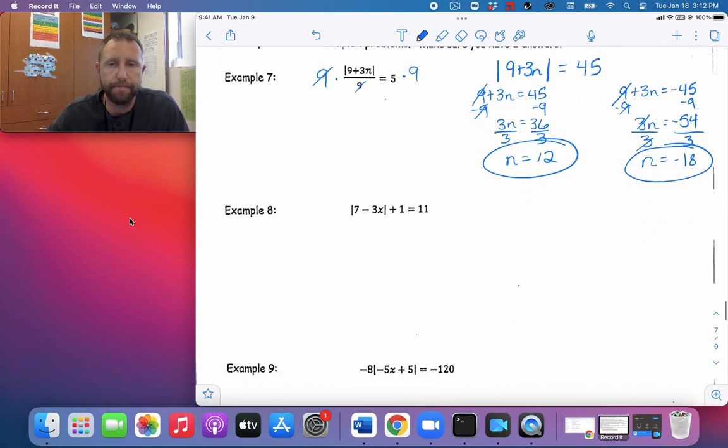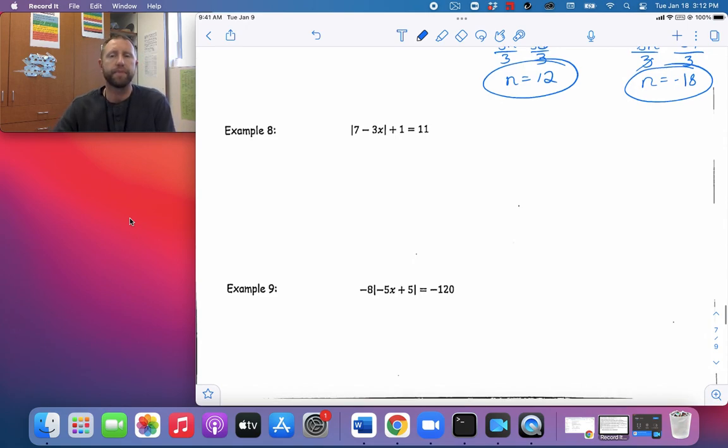For example number 8, same thing. Okay, the absolute value bars are not by themselves, so I'm going to get rid of the plus 1. I'm going to subtract 1 from both sides first, and that's going to leave me with absolute value of 7 minus 3x is equal to 10. Now that the absolute value bars are by themselves, that expression is 10 away from 0. So it could be at positive 10 and it could be at negative 10. So I'm going to set up my two equations from there.